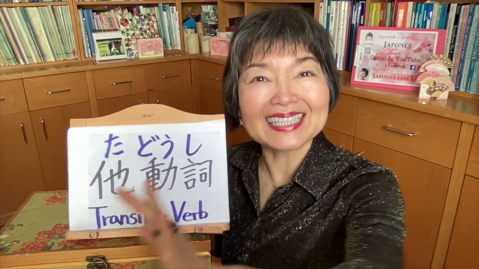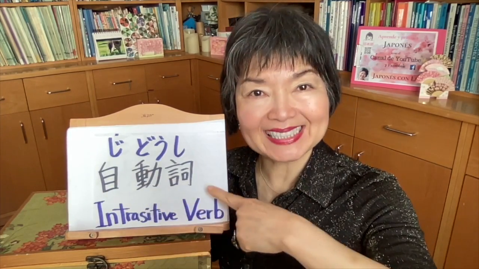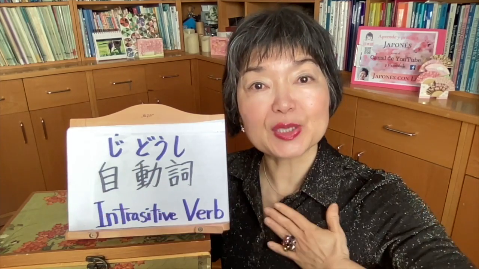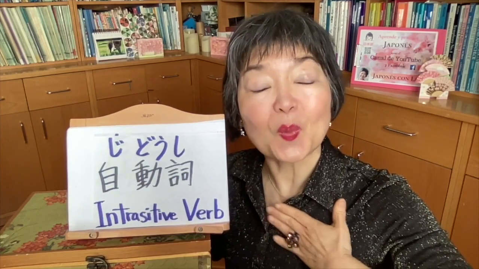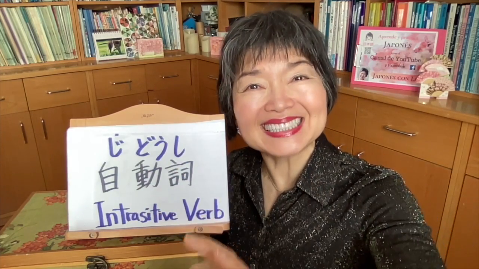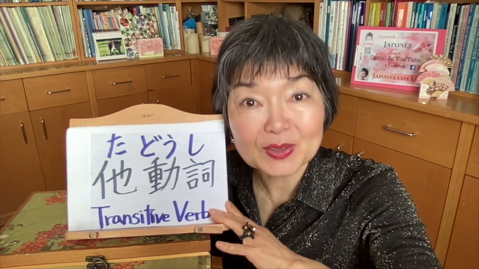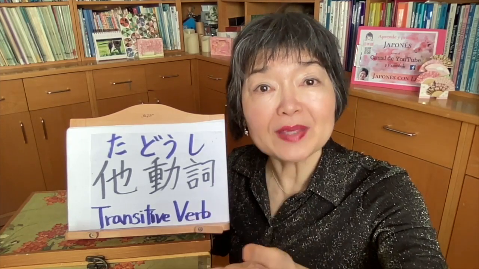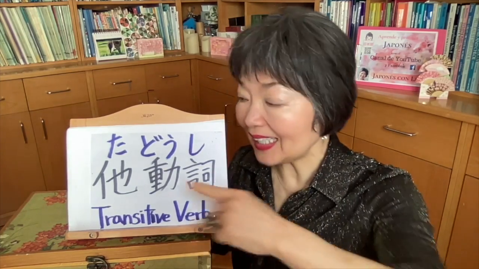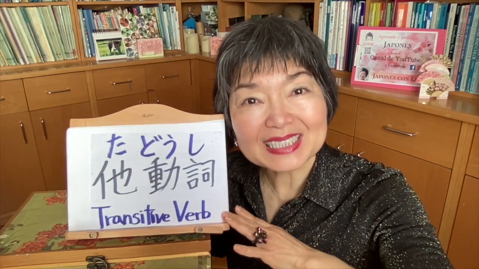This other thing is the direct object. In contrast, for intransitive verb, 自動詞, this 自 is 自分, myself, oneself. So this verb is okay with only oneself. This verb doesn't need any direct object. As today we are going to study direct object and indirect object, it means all the verbs that we are going to see today are 他動詞, transitive verbs.